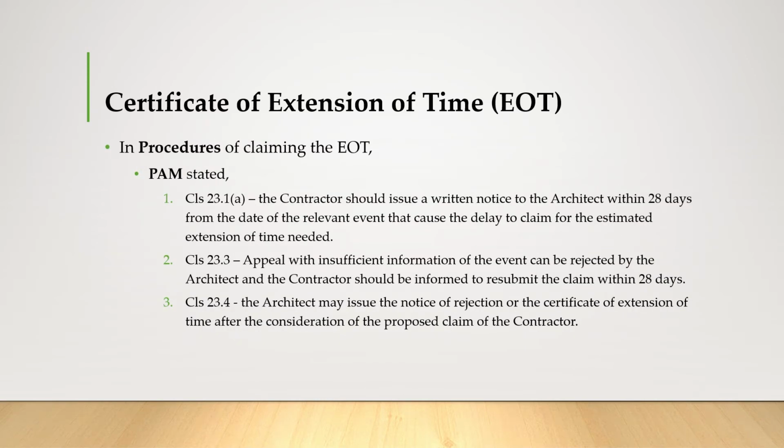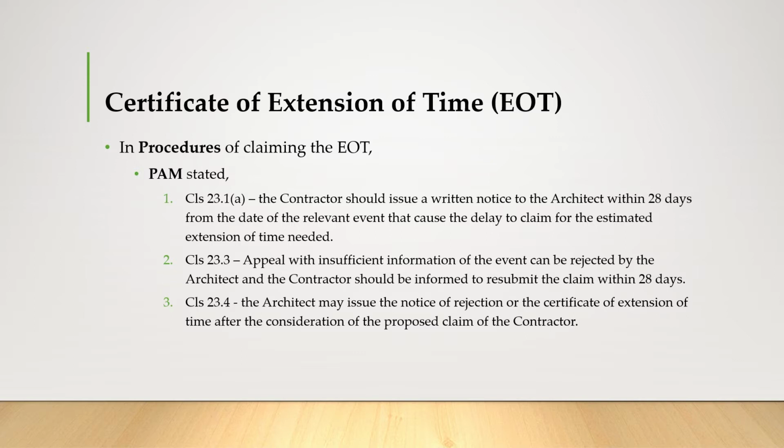The procedure for claiming EOT in PAM is stated in clause 23.1. The first thing is that the contractor should issue a written notice to the architect within 28 days from the date of the relevant event that caused the delay, to claim for the estimated extension of time needed.